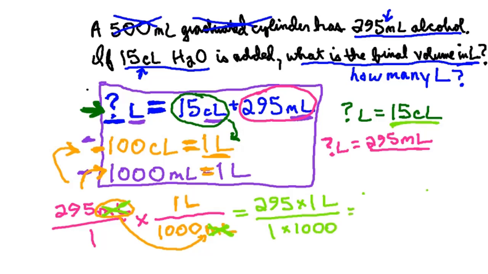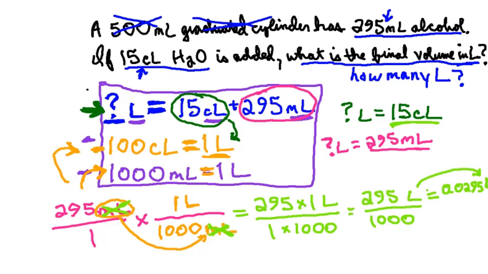So that's going to give us 295 liters over 1,000. So if you pop that in your calculator and take 295 divided by 1,000, you're going to end up getting 0.295. And don't forget to carry the liters over, liters.